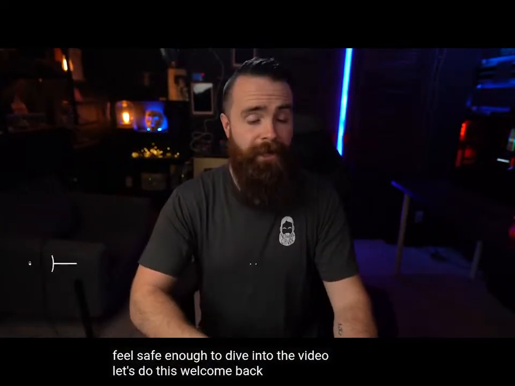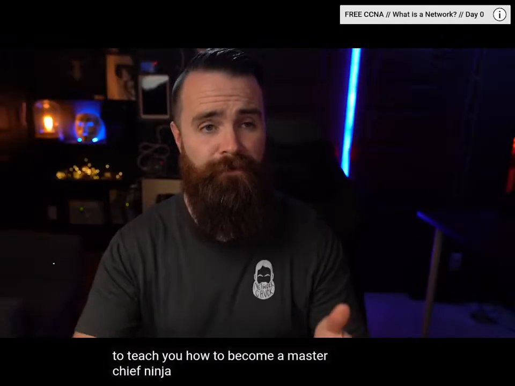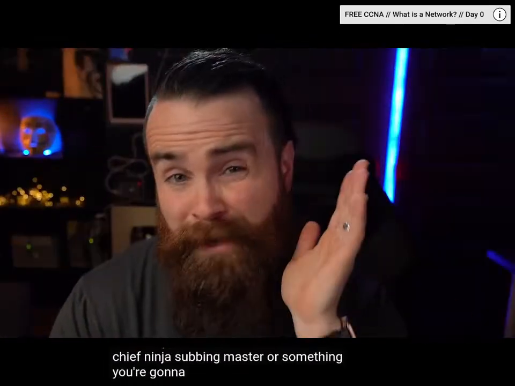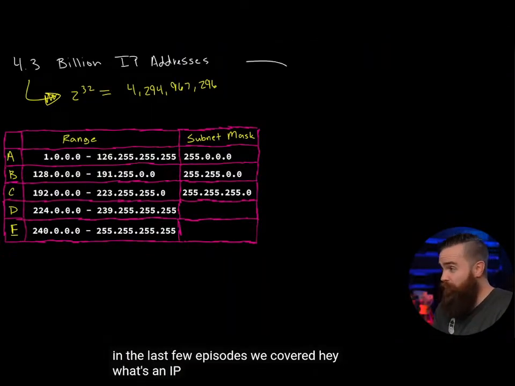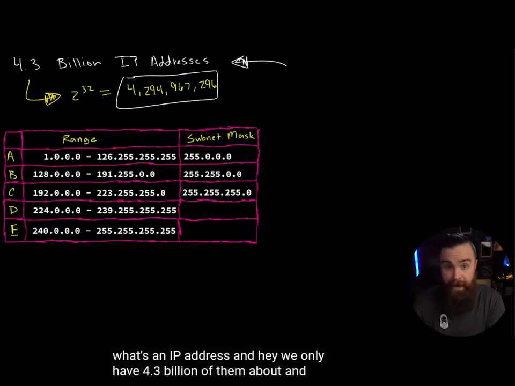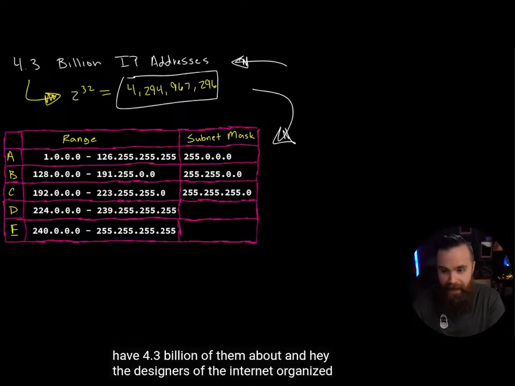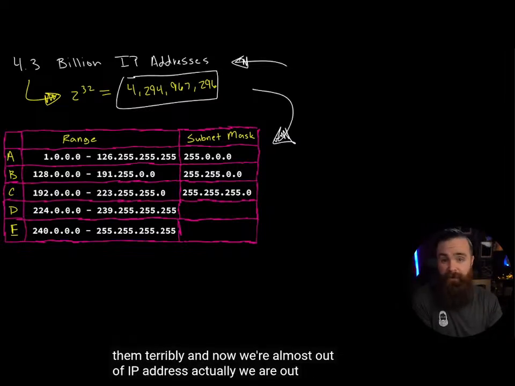Let's do this. Welcome back to our You Suck at Subnetting series, where I want to teach you how to become a Master Chief Ninja Subnetting Master something. You're gonna become really good at subnetting. That's what I'm talking about. In the last few episodes, we covered, hey, what's an IP address? And hey, we only have about 4.3 billion of them. And hey, the designers of the internet organized them terribly, and now we're almost out of IP addresses. Actually, we are out of IP addresses.